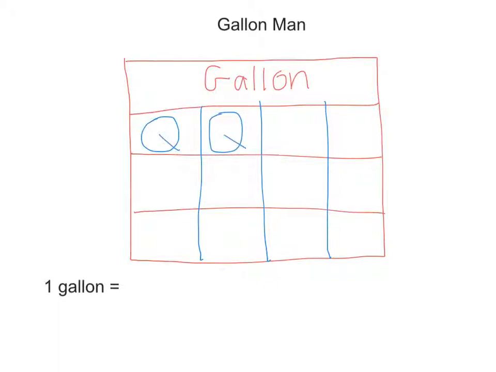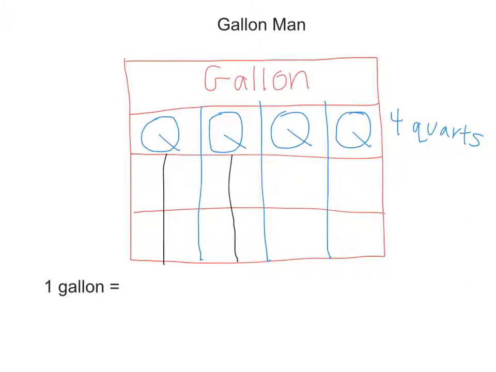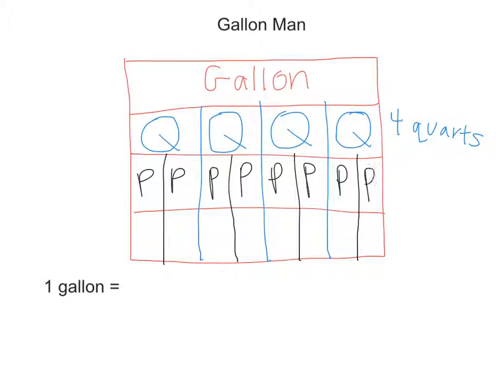And you can remember that there are 4 quarters in a dollar. There are 4 quarts in a gallon. So there are 4 quarts in 1 gallon. From here, I'm going to take the bottom 2 rows and split them in half again. So on this 3rd row, I've now created 8 pieces, and those 8 pieces are pints. So there are 8 pints in 1 gallon.